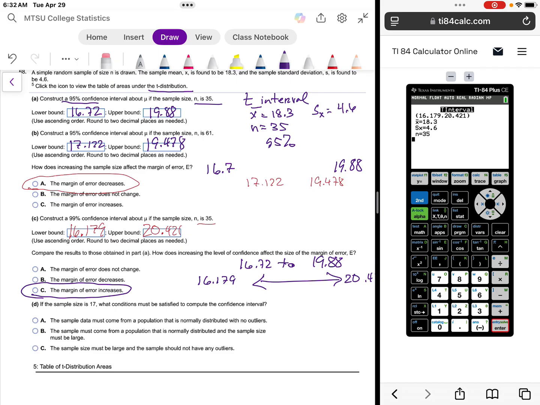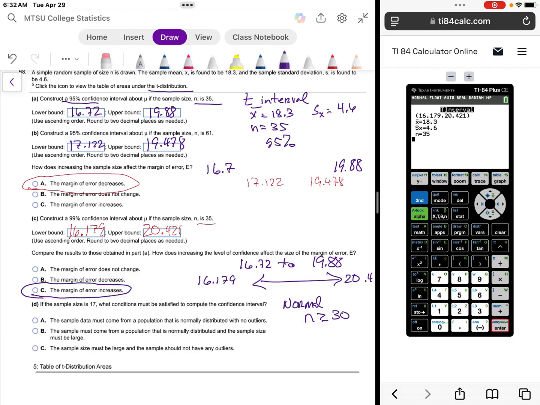Part D, if the sample size is 17, what conditions must be satisfied before you compute it? Well, it goes back to our normal condition. What we've done so far, our n has been greater than or equal to 30. And so we were able to go ahead and compute this because once the sample size is bigger than 30, it's approximately normal. Even if the graph and the data is a little skewed, it's okay. We can still go through and calculate this.